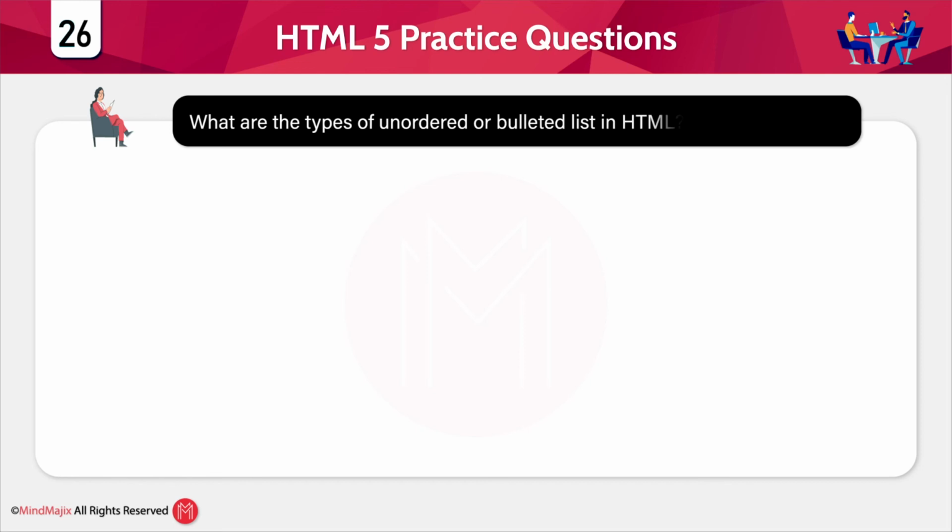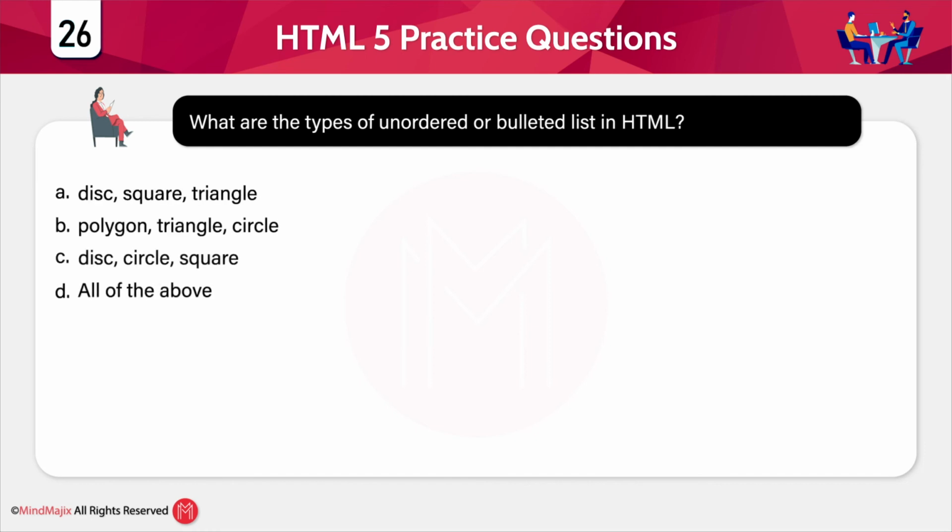And what are the types of unordered or bulleted list in HTML? In an unordered list, in how many ways can we bullet the items? Disk, square, triangle. Is there any triangle? No, right? In an unordered list, squares and disks can be found. Did you find a polygon bullet anywhere? No. Discs are there, circles are there, and squares are there. Yes, this is the correct answer, guys.